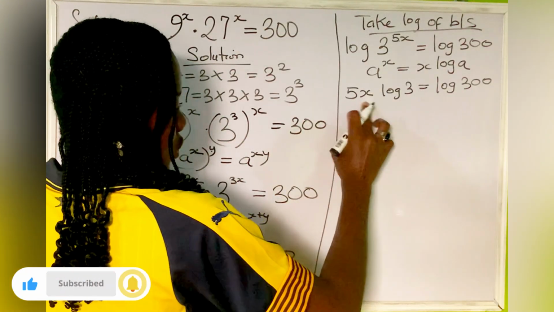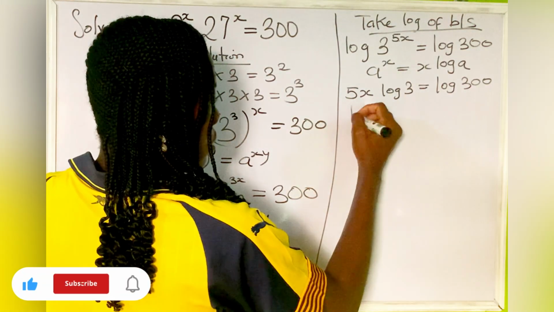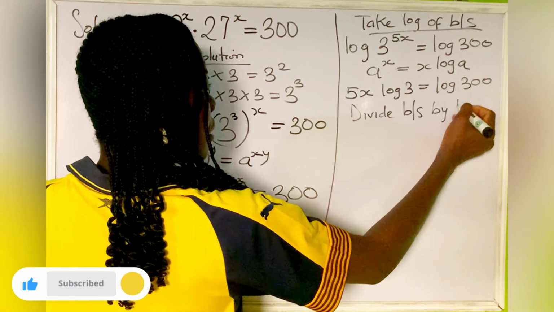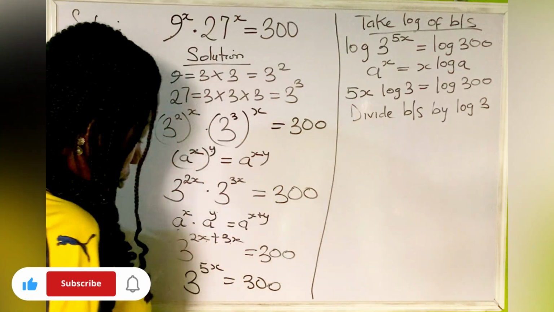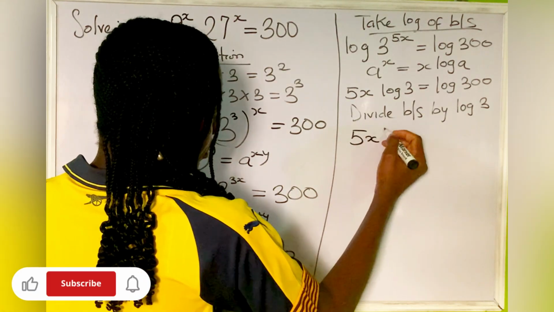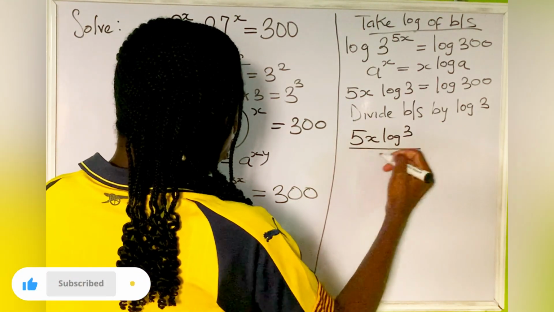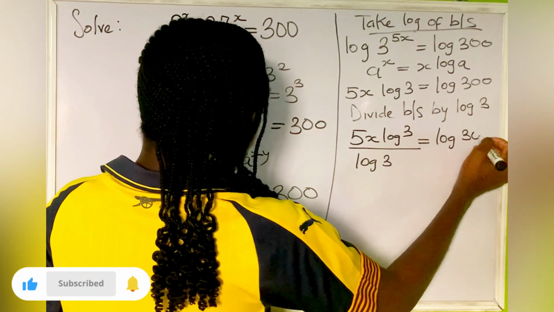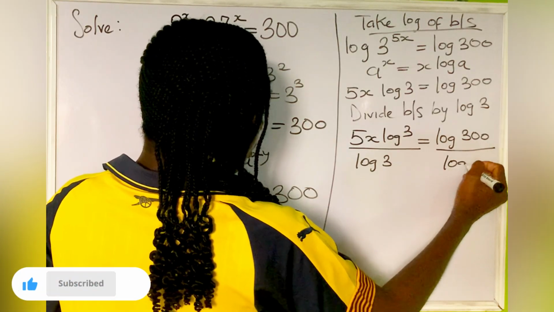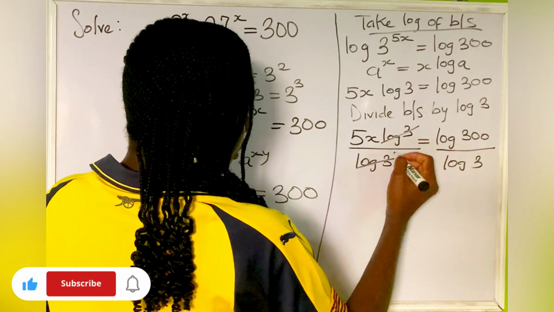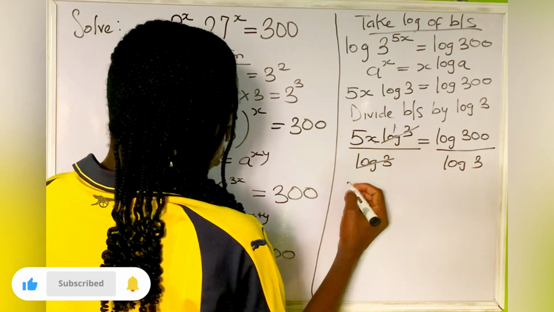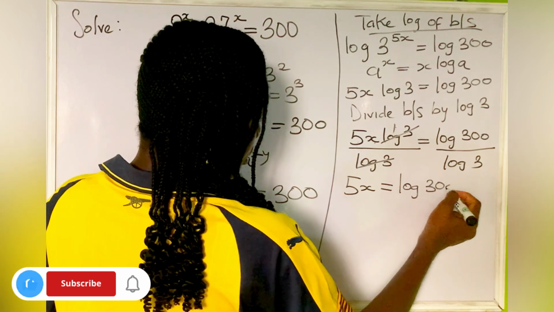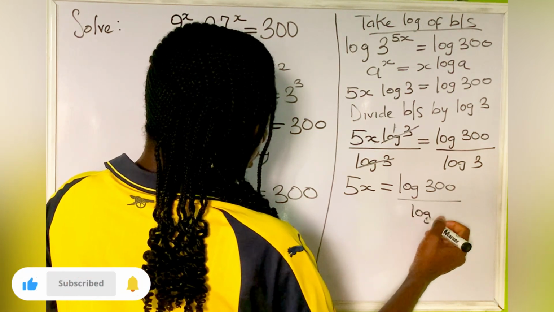Okay, we are looking for the value of x. So we have to divide both sides by log 3. 5x log 3 all over log 3 is equal to log 300 divided by log 3. Log 3 will cancel log 3, which is 1. 5x multiplied by 1 is going to be 5x is equal to log 300 over log 3.